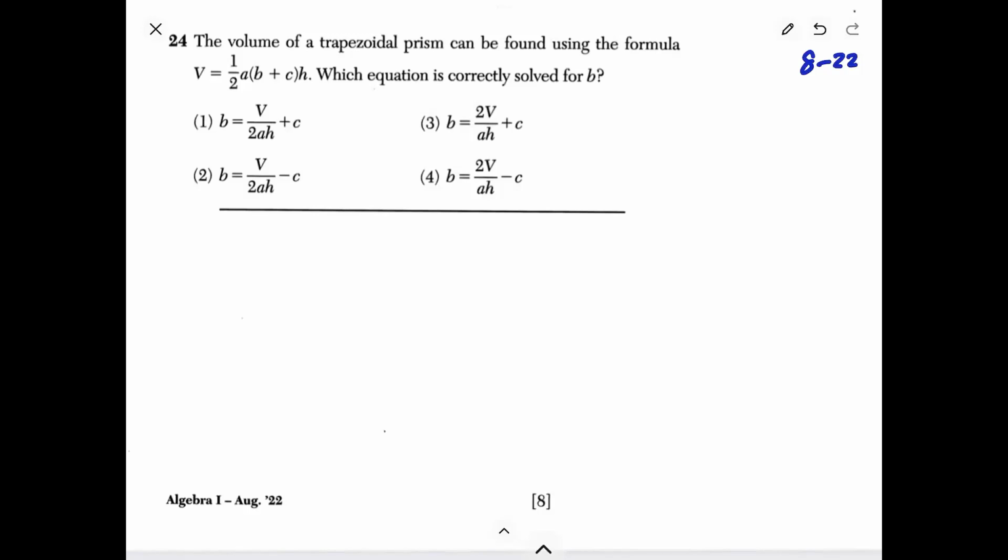Now they don't even tell us what those letters are, because they're saying we don't care what the letters represent. What we want you to do is get B by itself. So whenever they give you a formula and they've got one variable by itself, and then they want you to get another variable by itself, so they want to get B by itself, this is how you can do it.